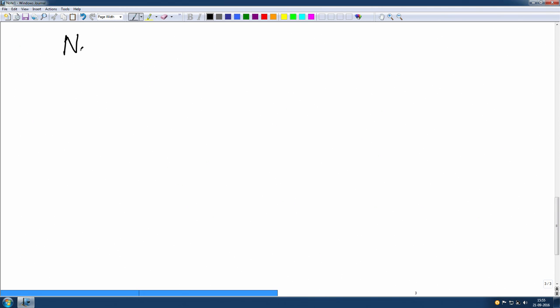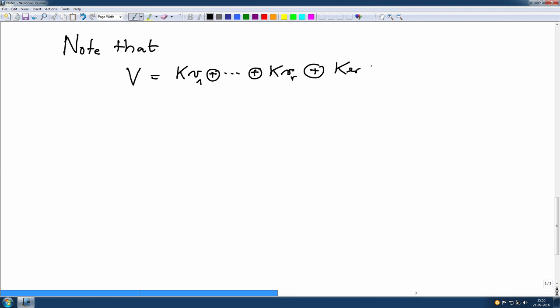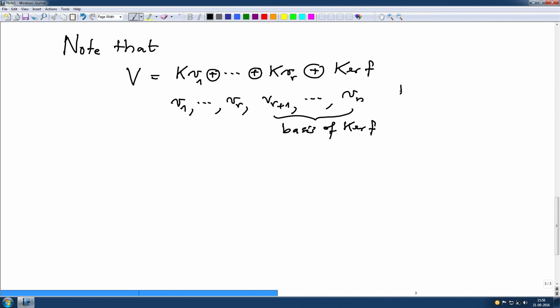So note that V is a direct sum of the subspace generated by V1 to VR along with the kernel of F. So let us extend this: take V1 to VR and VR plus 1 to Vn, where VR plus 1 to Vn is a basis of the kernel of F. So altogether this is a K basis of V.